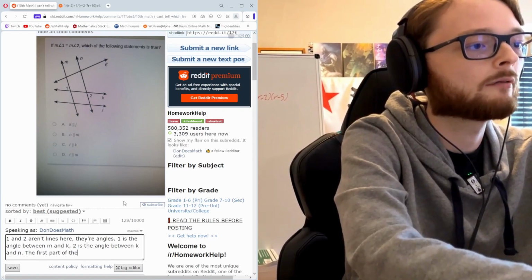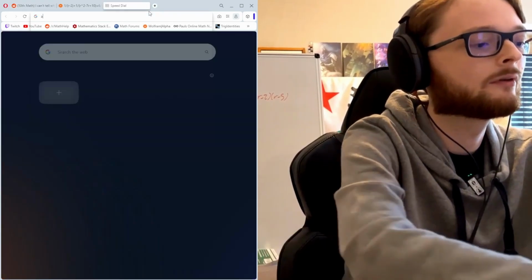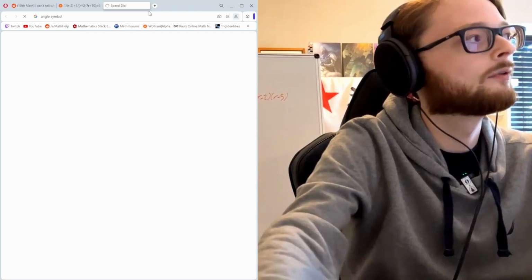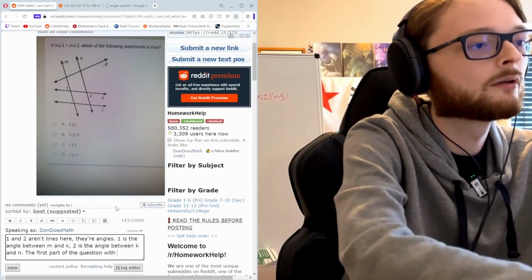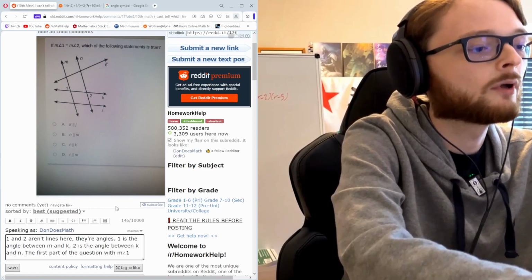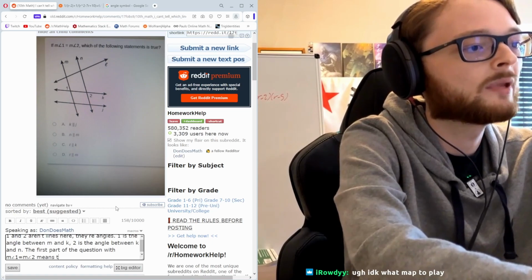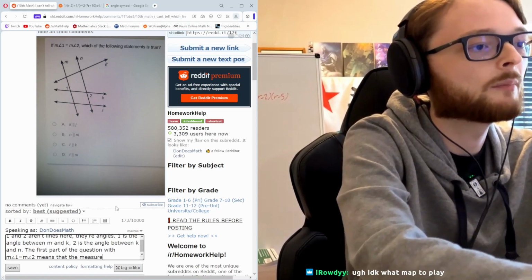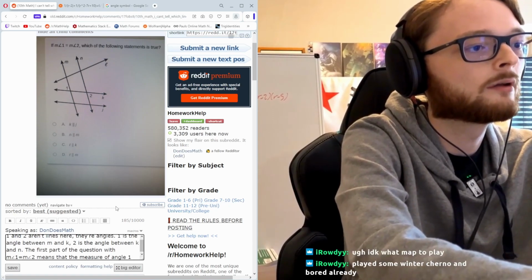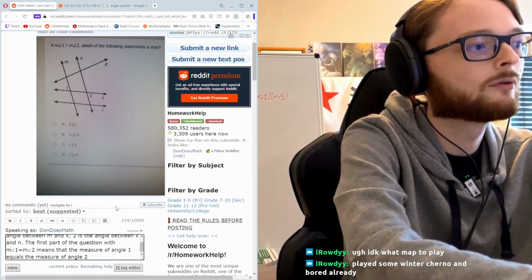First part of the question. Oh shoot, I really need the angle symbol. Angle symbol. Hopefully, okay, good. M angle 1 equals M angle 2 means that the measure of angle 1 equals the measure of angle 2.